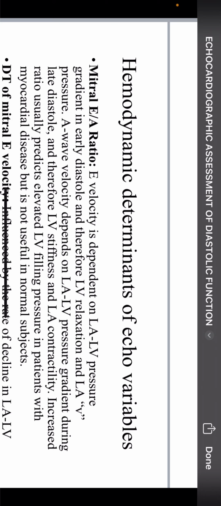Factors affecting diastole, we've already said these: heart rate, atrial function. I'm not repeating. Hemodynamic determinants of echo variables, again, I've already said these. Mitral E-A ratio, I've explained. E-wave velocity is dependent on LA-LV pressure gradient. This one I've even given examples. E-wave velocity is dependent on the LA-LV pressure gradient during early diastole, and therefore LV stiffness.